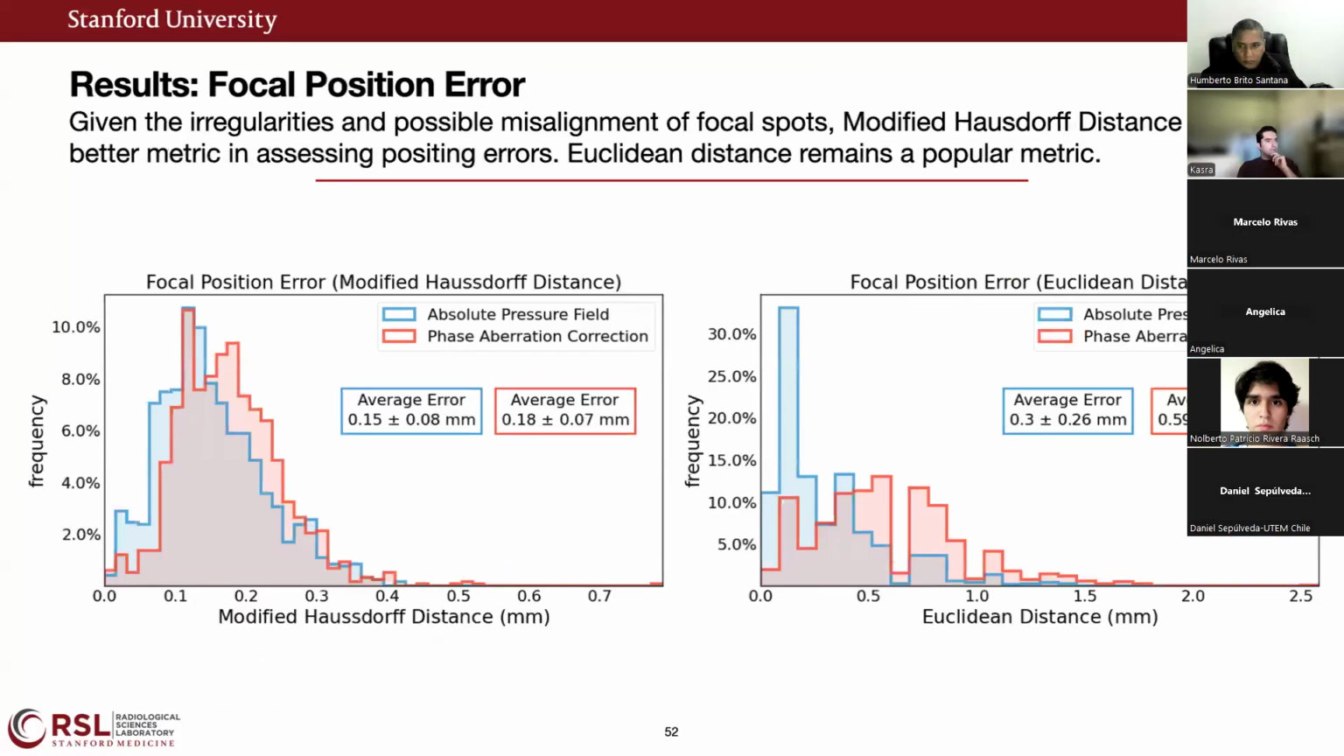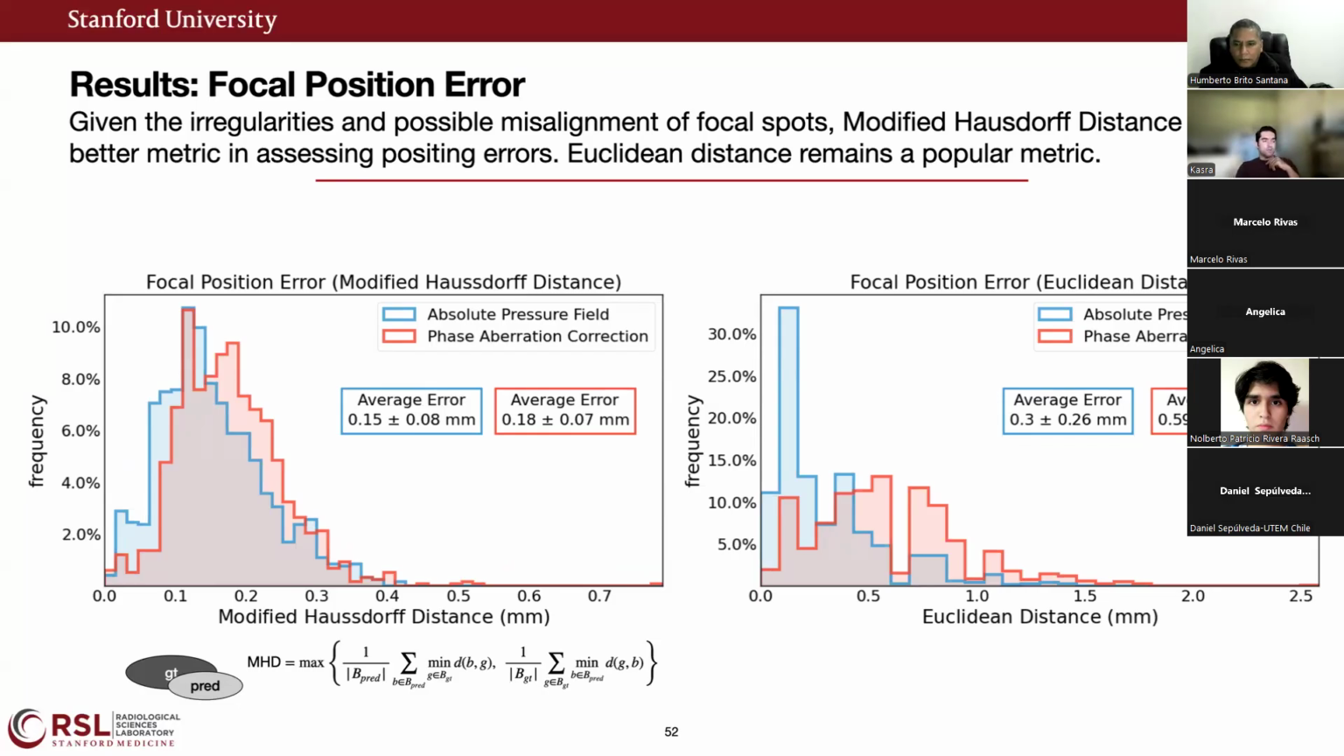The next thing is positioning error. There are 2 metrics that are common. One is the modified Hausdorff distance. In the interest of time, I won't go over the details of it. I'm happy to talk about it offline. But in terms of modified Hausdorff distance, we have 0.15 millimeter on average, or 0.18 millimeter on average for phase aberration correction error, which is really ideal.